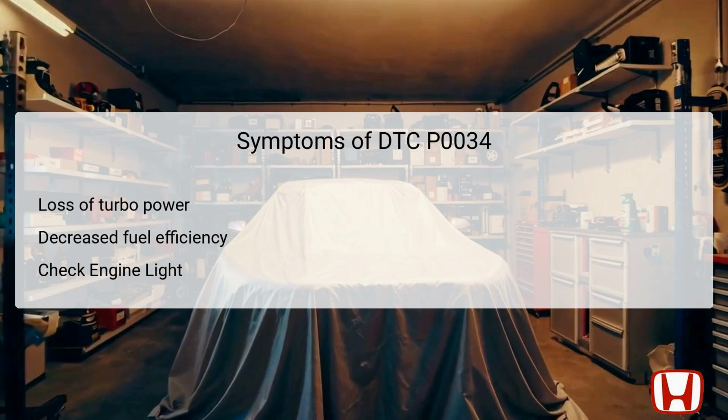When DTC P0034 is triggered, several symptoms may arise, impacting the vehicle's performance. One common indicator is a noticeable loss of turbo power, meaning the engine may struggle to gain speed or acceleration, particularly under load. This often translates to decreased fuel efficiency, as the engine may require more fuel to perform adequately without proper turbo support. Furthermore, the check engine light will illuminate on the dashboard, indicating that the onboard diagnostic system has detected an issue within the engine management. Drivers may also notice unusual engine noises or rough idling, leading to an overall compromised driving experience. Awareness of these symptoms can prompt timely diagnostics, preventing further engine troubles.